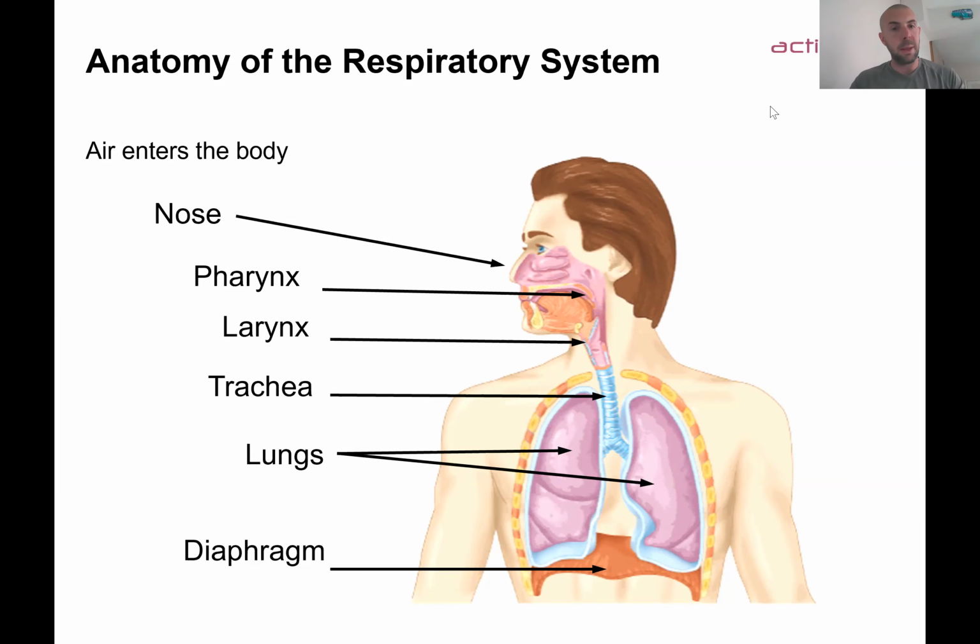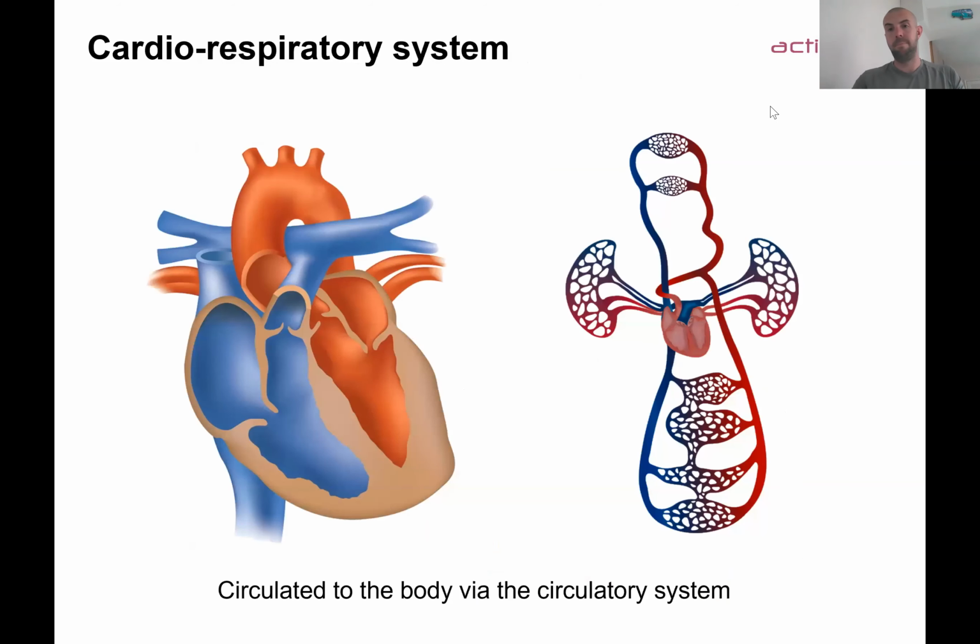And I don't know why they put the nose last, but breathe in through the mouth and the nose, and out through the mouth and the nose. And it's circulated around the body using our circulatory system. So it's breathed in, then through a process called diffusion, oxygen passes from the lungs into the bloodstream and gets passed around the body.